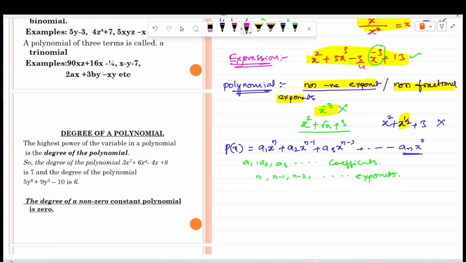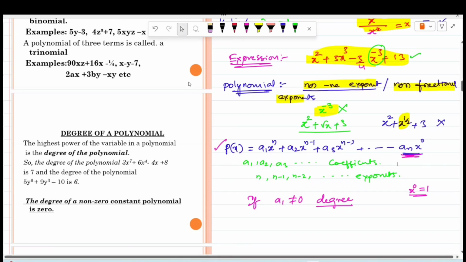Now the condition is, if a1 is not equal to 0, it's called the degree of the expression. I'll explain what the degree of a polynomial is before going further. It is called a polynomial P of x: a1 x power n plus a2 x power n minus 1 and so on, up to an x power 0. Anything power 0 is 1, so the last term is only a constant.